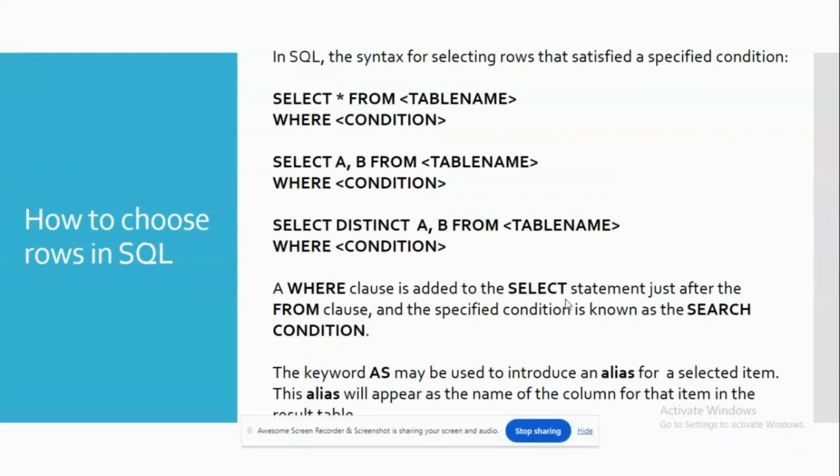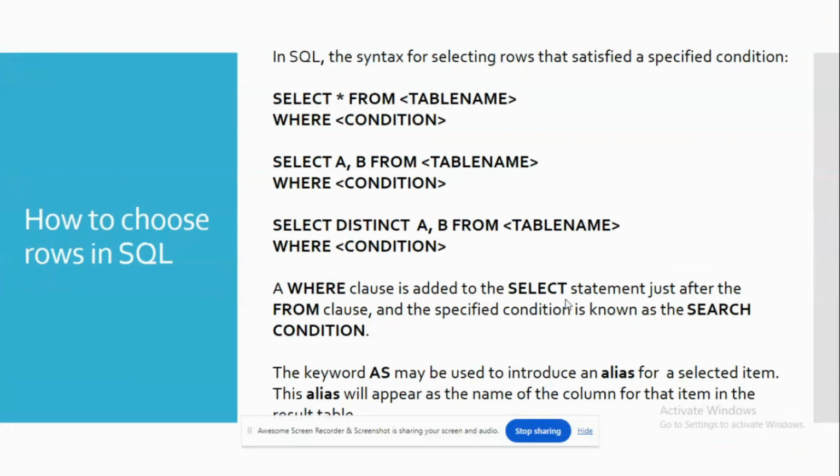We are going to proceed to how to choose rows in SQL. In SQL, selecting rows that satisfy a specified condition is done using the WHERE clause, which is added to the SELECT statement just after the FROM clause. And the specified condition is generally known as the search condition.